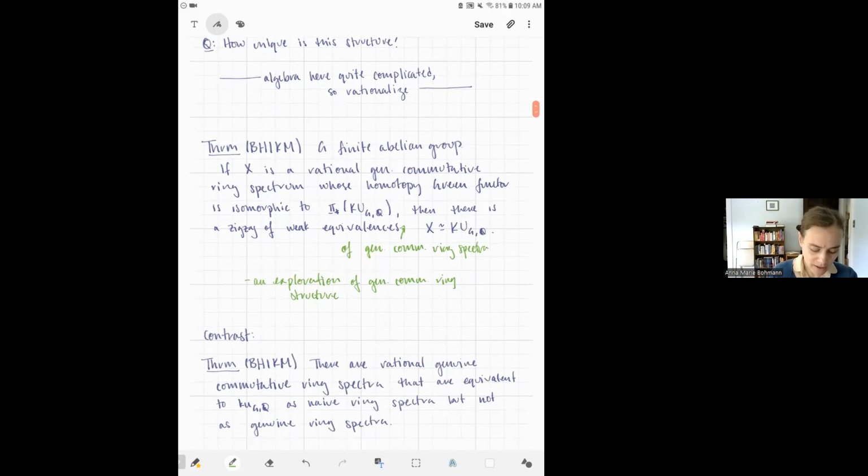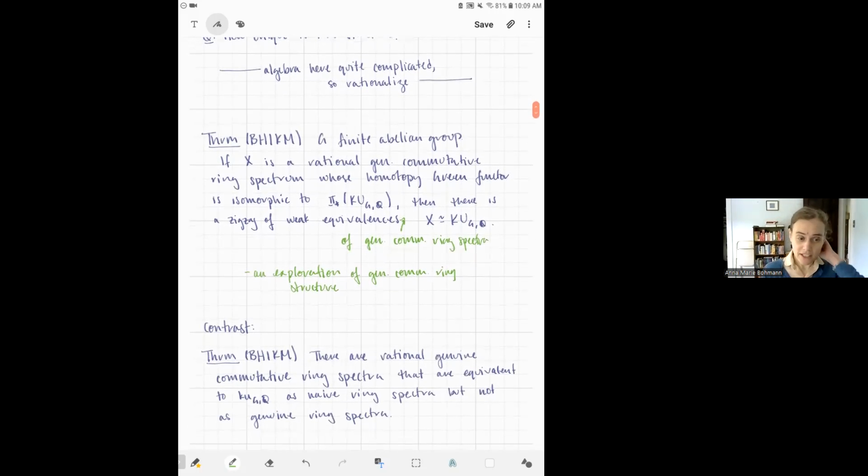This result stands in contrast with another theorem that we prove, which is about what if I don't take periodic complex K theory, but instead I take connective complex K theory. In that case, you can find rational genuine commutative ring spectra that are equivalent to little ku of G as naive ring spectra, but they're not equivalent as genuine ring spectra. So in particular, the fact that they're equivalent in the weakest, naive sense implies, of course, that their homotopy groups are the same, but you don't have an equivalence of genuine ring spectra. So you have a difference here in the level of rigidity, or the strictness, of these kinds of equivalences, of course coming with the strictness of the algebraic structure.